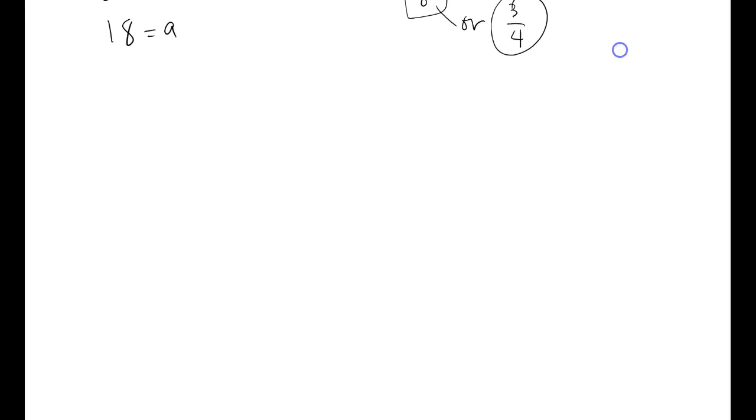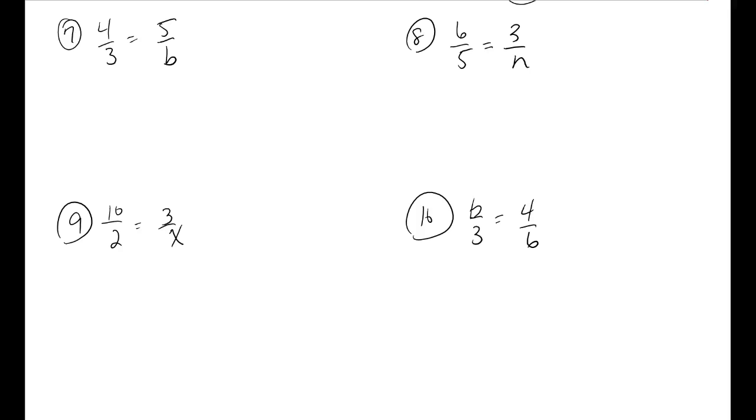Alright, the next ones. Okay, number 7, we're going to do top corner to bottom corner and get 4b equals 3 times 5 is 15. Okay, so there's our crisscross. Now 4 times something is 15. You can't do that one in your head, so divide both sides by 4 to get the letter by itself, and your answer is 15/4. If you don't like an improper fraction, that would be 3 3/4. So if you did that, then that's the same thing.